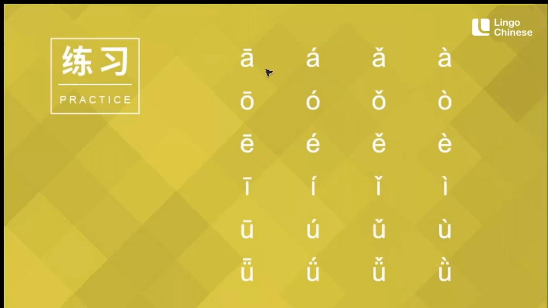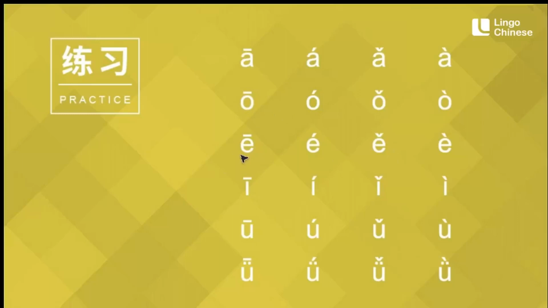Putting a tone onto a, we have 4 tones. The next one is wo. Putting the 4 tones on wo, we have 4 tones.